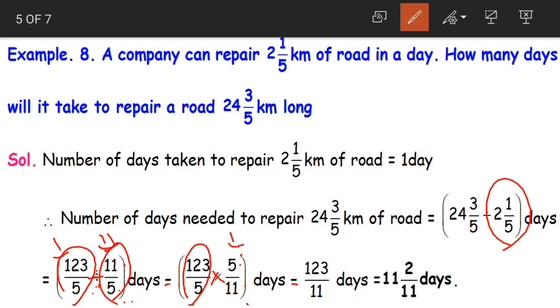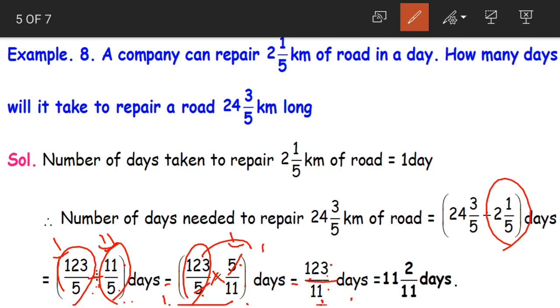Now 123 by 5 into 5 by 11. If we observe, we are having 5 ones are 5. So 5 and 5 get cancelled. So in the numerator we have 123 into 1, that is 123, divided by, in the denominator we have 11 into 1, which is equal to 11. Yes students, 123 by 11.